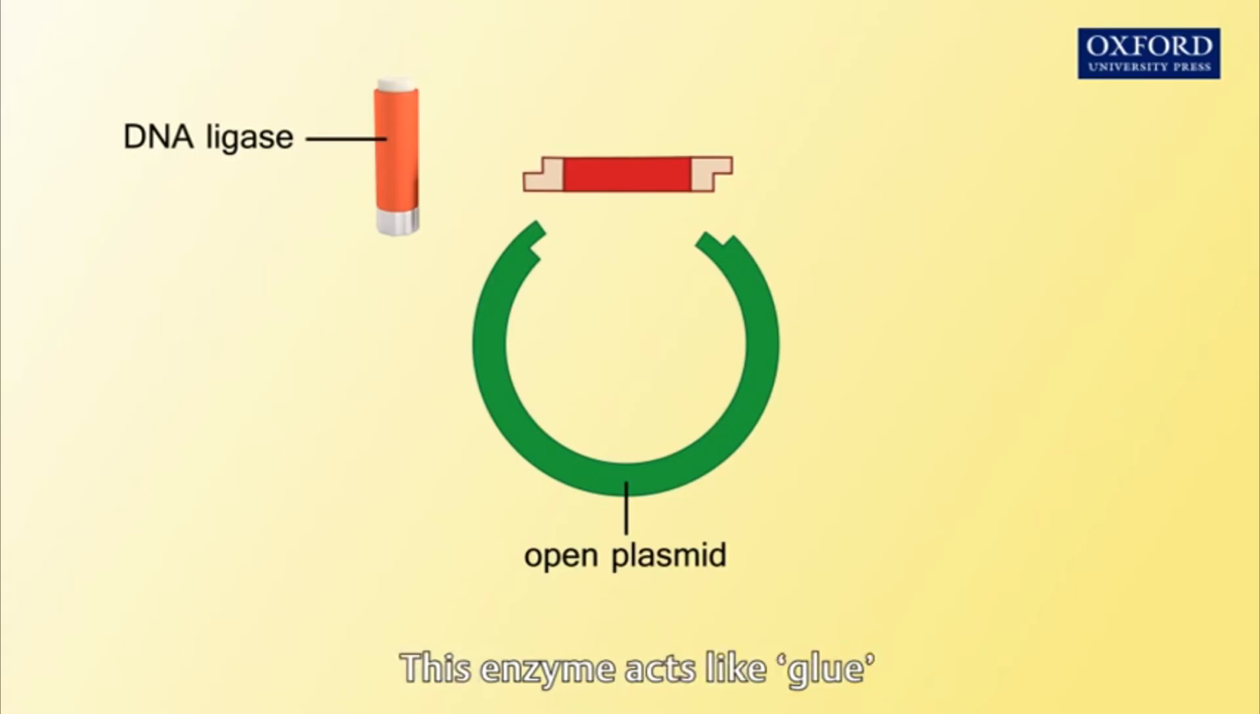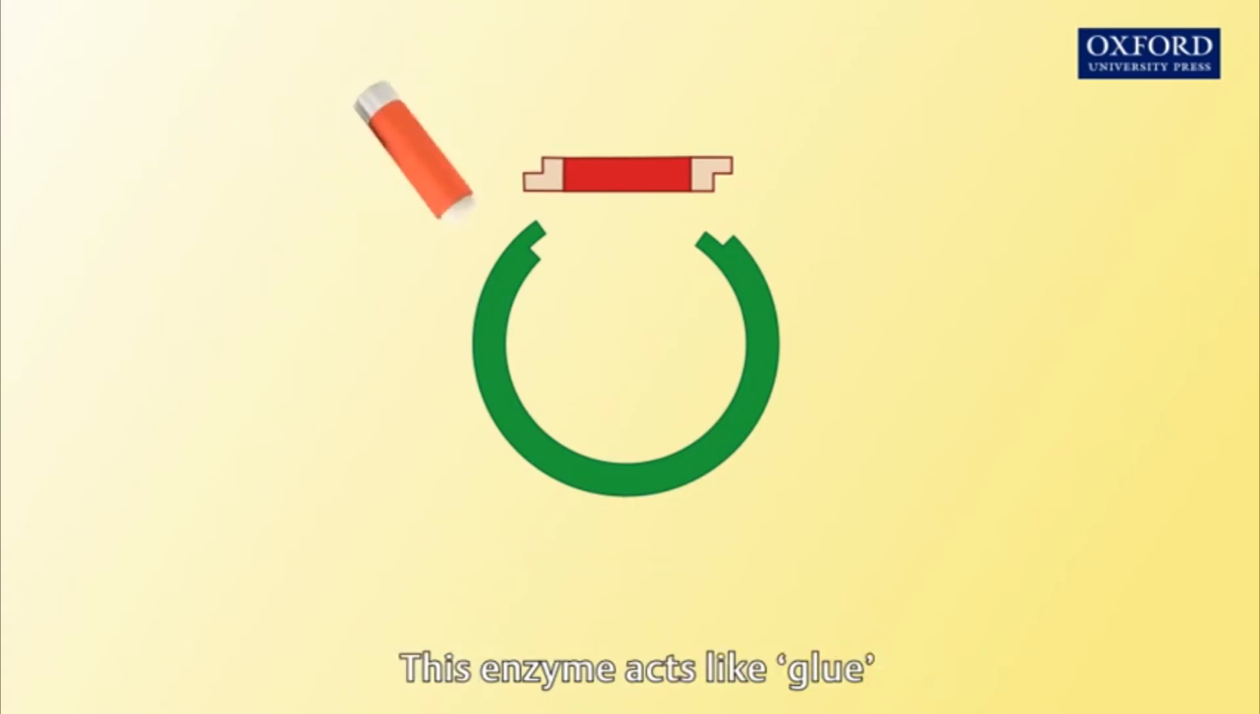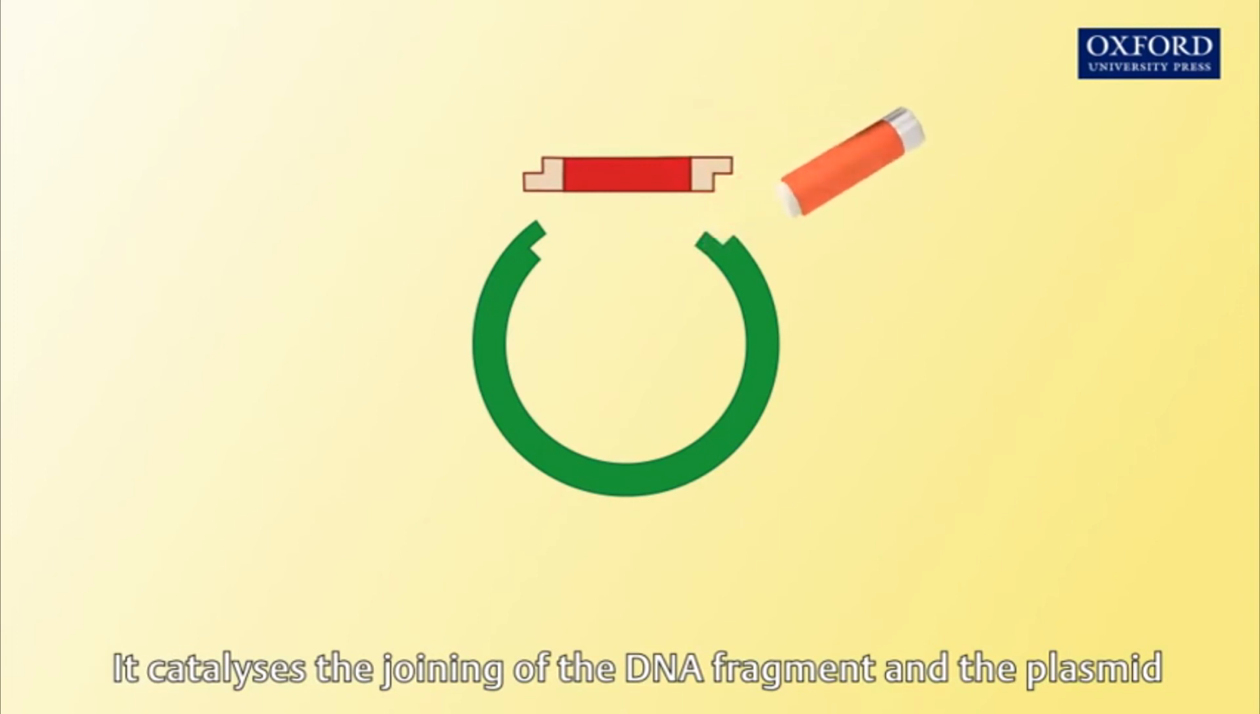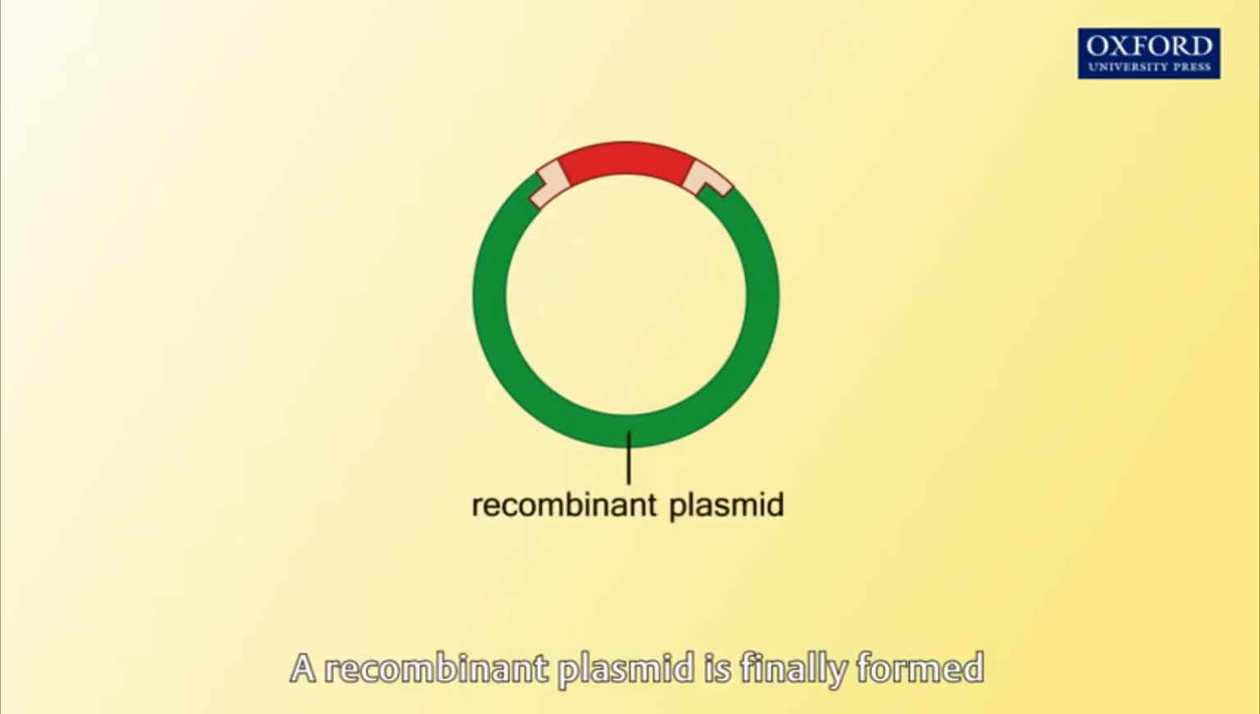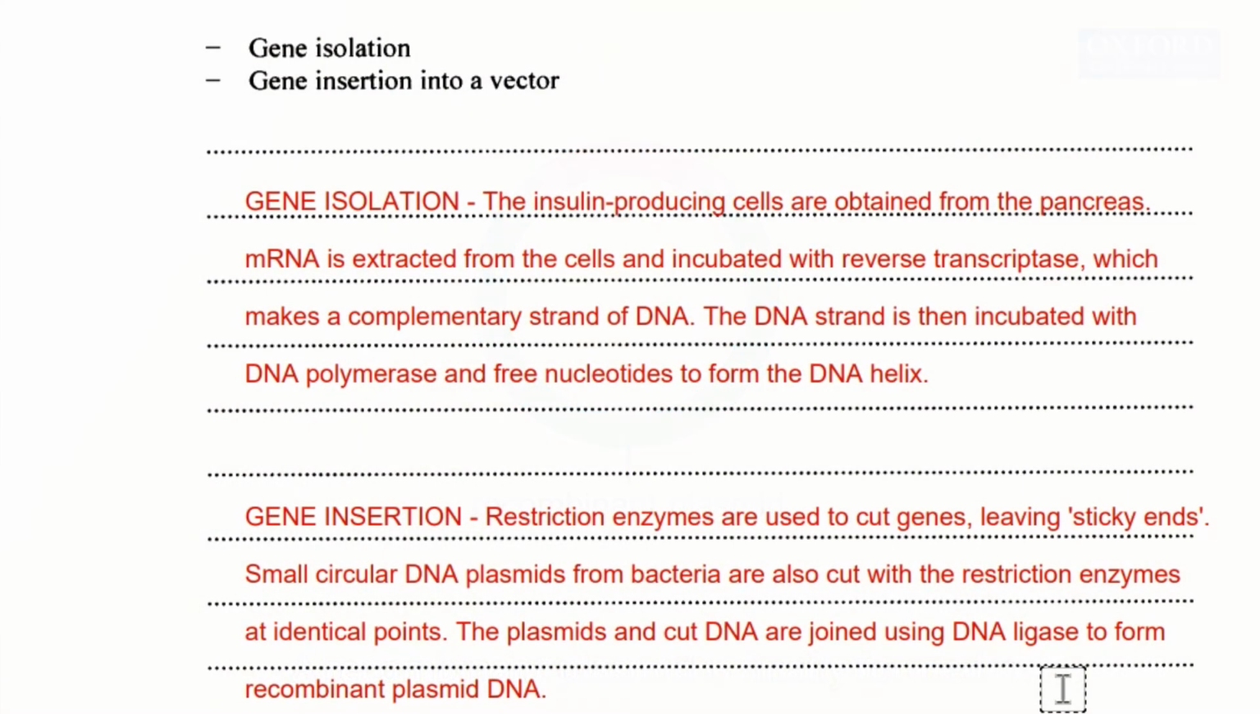So how are you going to glue them together? The plasmids and cut DNA are joined using DNA ligase to form recombinant plasmid DNA. So restriction enzymes are like DNA scissors. DNA ligase is DNA glue. To ligate something, by the way, is to tie it together.